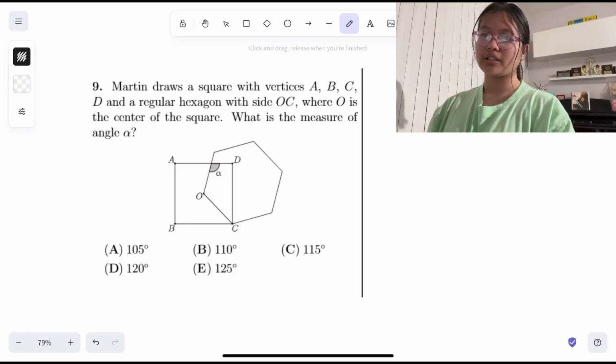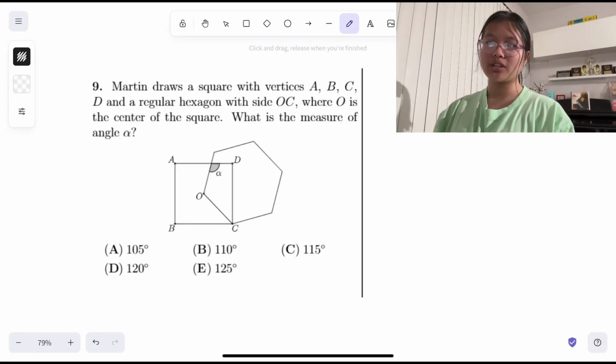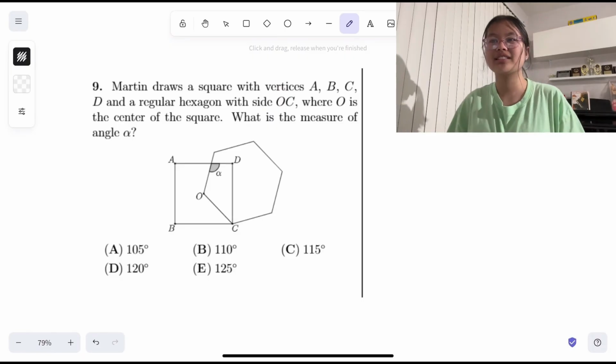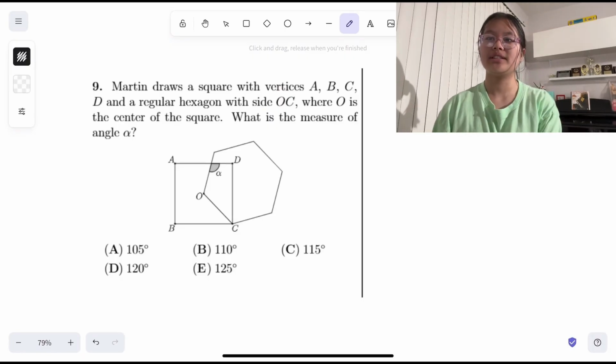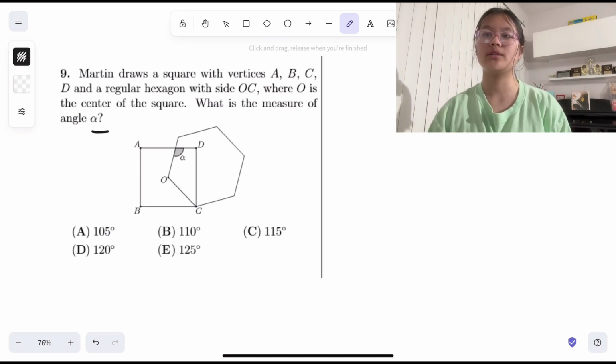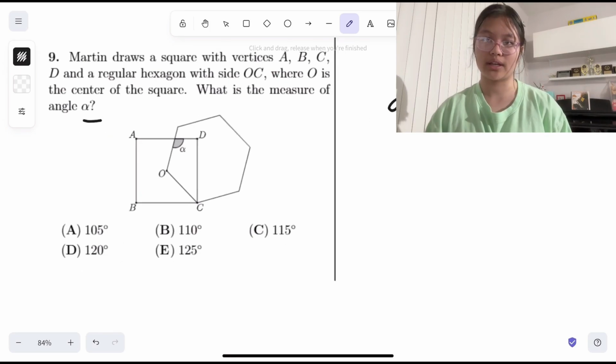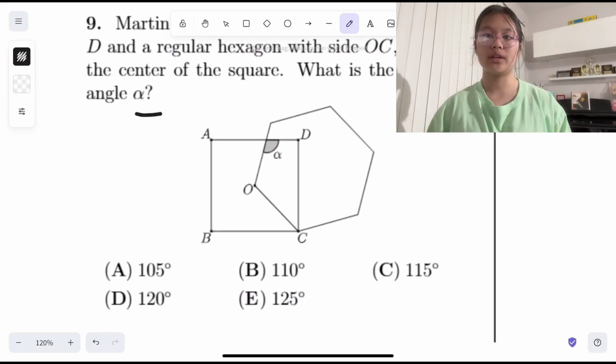Alright, number 9. So Martin draws a square with vertices A, B, C, and D with a rectangular hexagon with side OC, where O is the center of the square. What is the measure of angle A? So we're trying to find angle A.